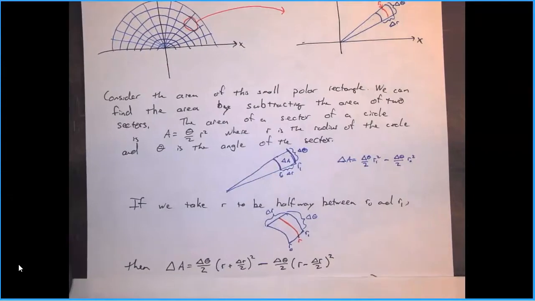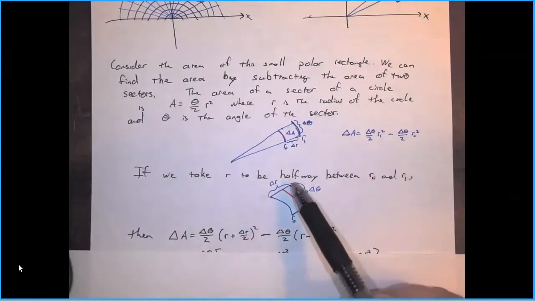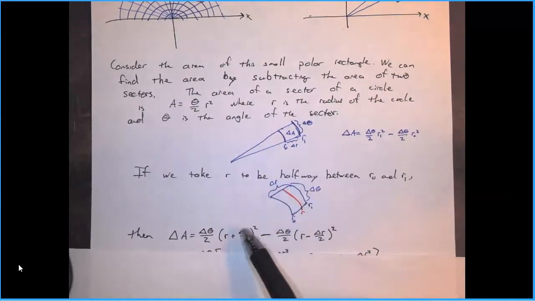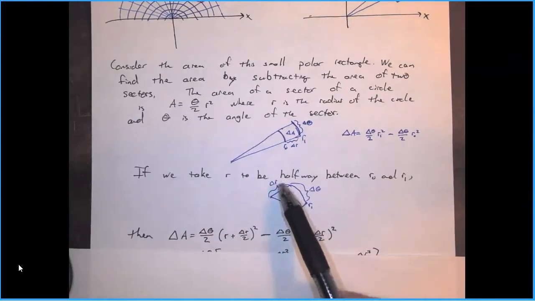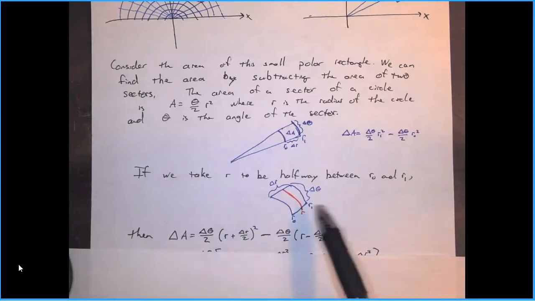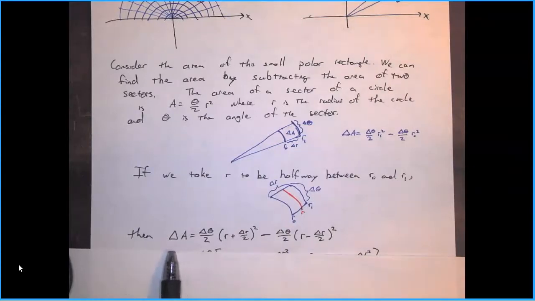And so now I can rewrite delta A, replace r1, this value, with r plus half of delta r. And now that's my r1. My r0, instead of saying r0, is going to be this: r minus half of delta r. And so that's my r0. Now this is all in terms of delta theta and delta r, and this r I've picked halfway between r0 and r1. And so now the area of this region, this delta A, is this difference.